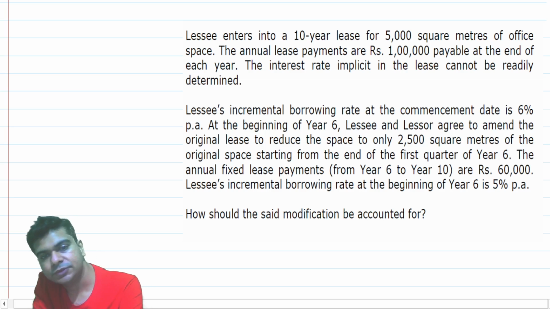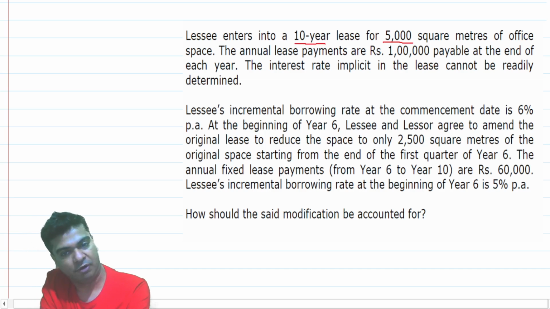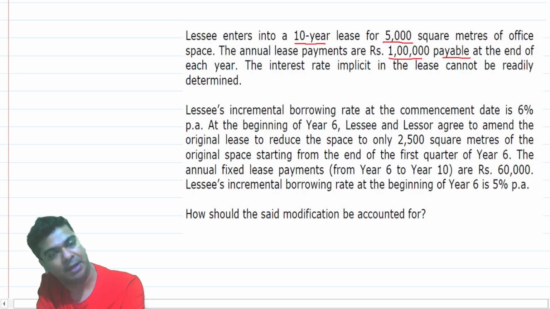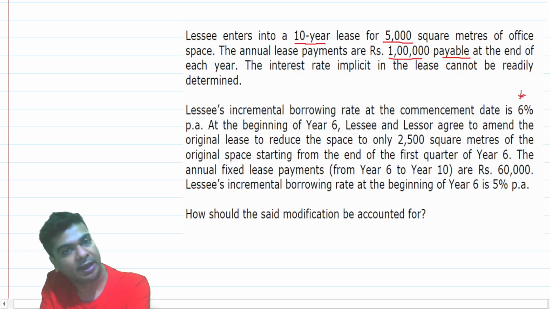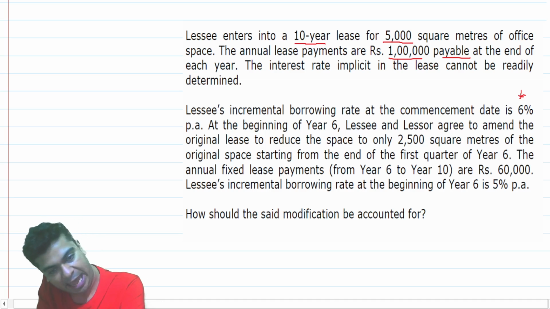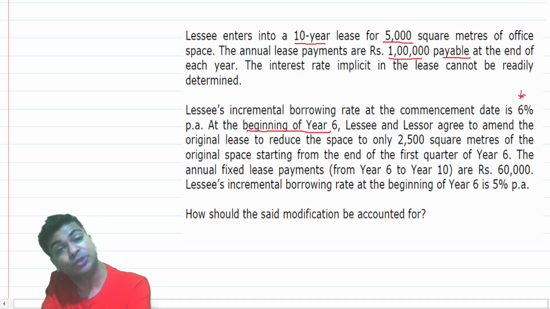Okay, so it's a 10-year lease, 5,000 square meters of office space and 1 lakh which is payable at the end of the year. Lessor's incremental borrowing rate at the commencement date is 6%. So this will become our discount rate. At the beginning of year 6, we can say is as good as end of the 5th year.